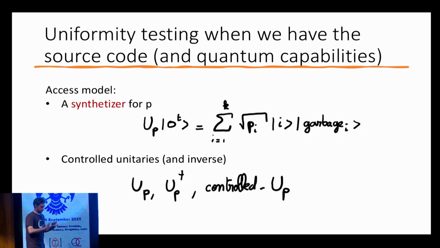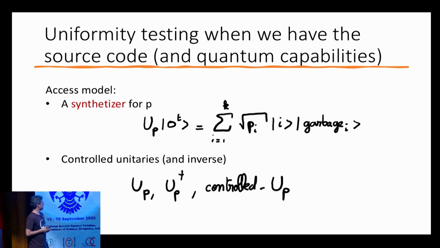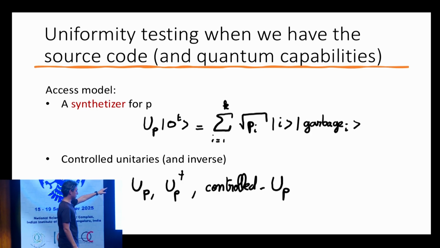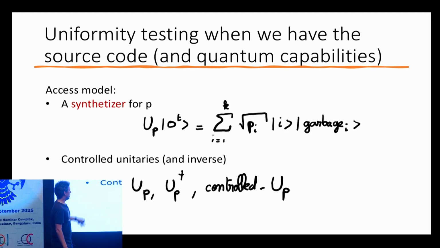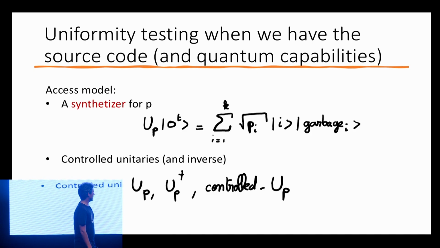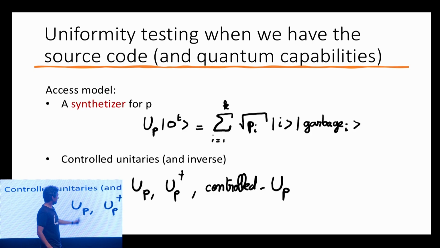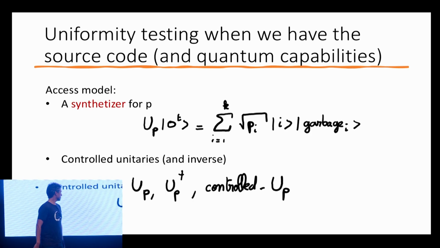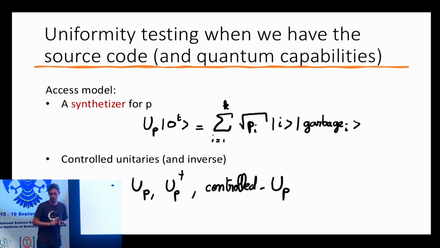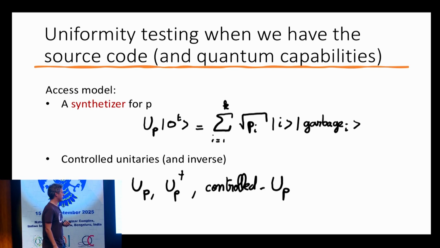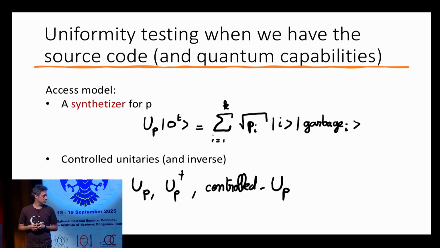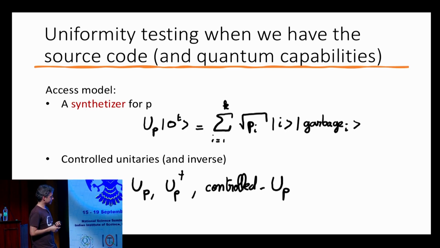So more to the point, the access model we're going to assume is we've got access to a unitary that prepares the state corresponding to the distribution. So we've got a synthesizer for P that on input your favorite state will output the state which is the superposition, square root of p_i, i, and some garbage. And you also have access to U_P, U_P dagger, and controlled U_P. It's a bit fastidious to write the P, but really that unitary is the thing that prepares the state corresponding to the distribution.